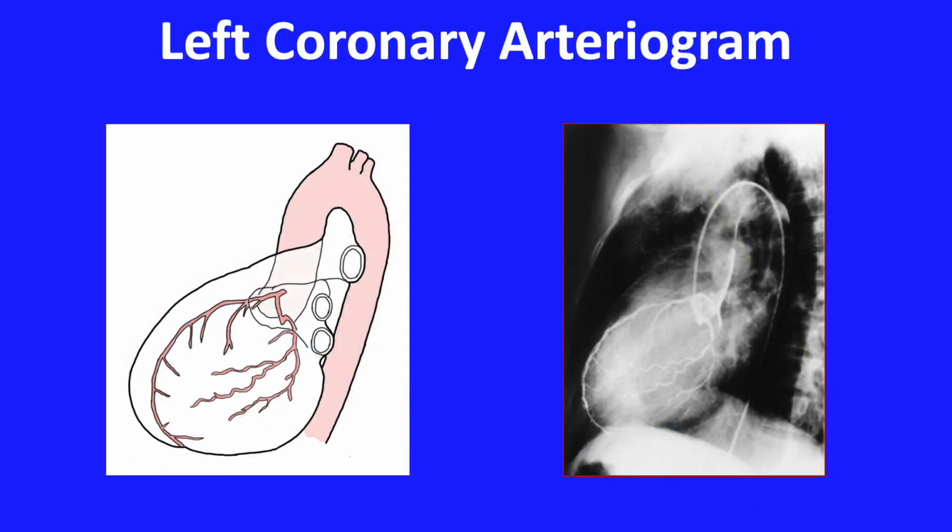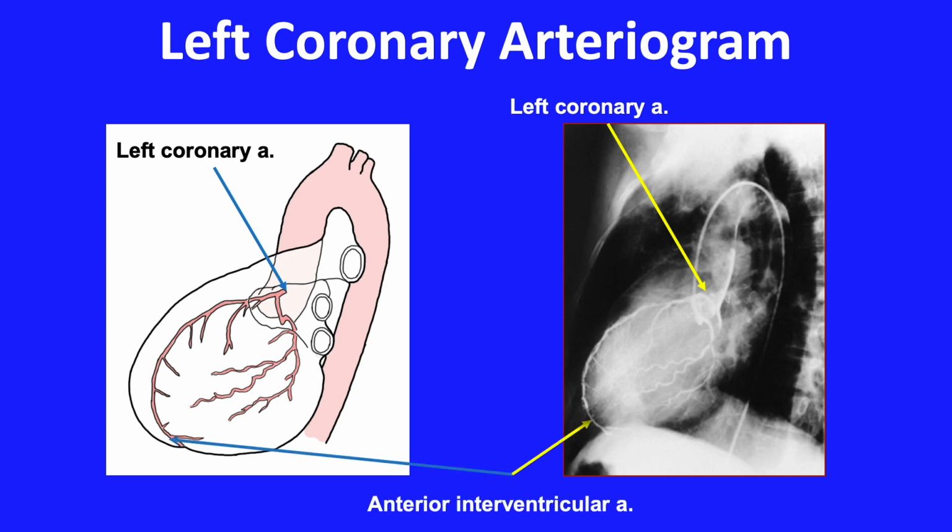Here, now we see the drawing and the actual left coronary arteriogram. The left coronary artery is labeled in the drawing and on the arteriogram. Note, this is the left coronary artery, not the anterior interventricular artery. The actual anterior interventricular artery is now indicated, a branch of the left coronary artery. The other major branch of this artery is the circumflex artery, now labeled.